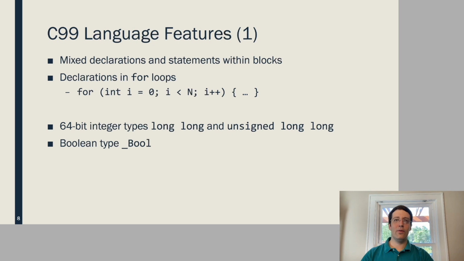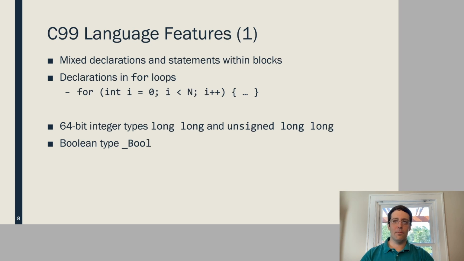So you can have declarations that come after statements, and they can be intermixed any way you want. And kind of related to that, you can also have declarations in the first clause of a for loop. So for example, you can see in this example here, we define the loop control variable int i right in that first clause of the for loop, whereas previously you would have had to declare it before the for loop.